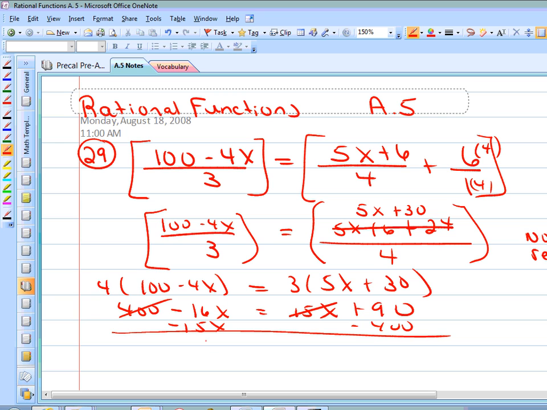And then we add down. So that's going to be negative 31x equals negative 310. We divide, negative and negative gives me a positive, and x equals 10. And that would be our answer. Go Bearcats. No restrictions, so we're good to go. Let's move on.